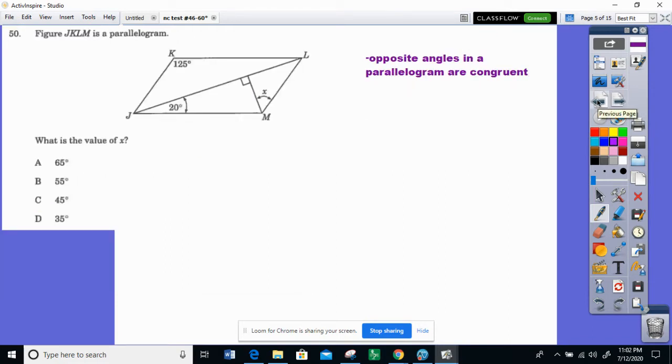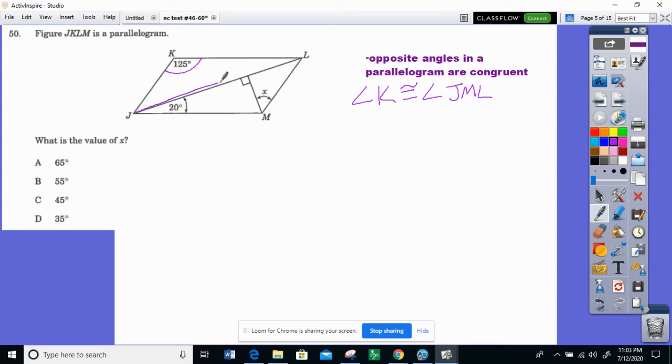50 says figure JKLM is a parallelogram. What is the value of x? Well, we know that opposite angles in a parallelogram are congruent. So which angle is opposite angle K? That's angle JML. So we know that the measure of angle JML is 125 degrees.